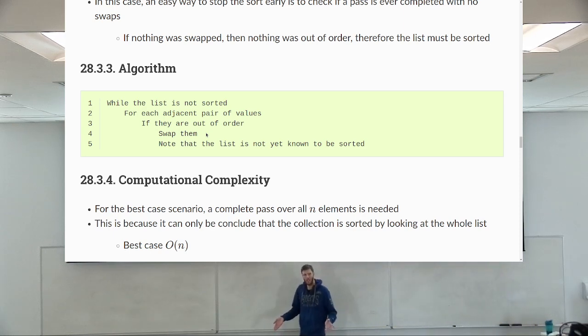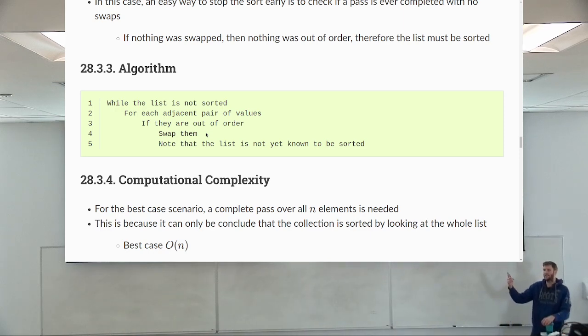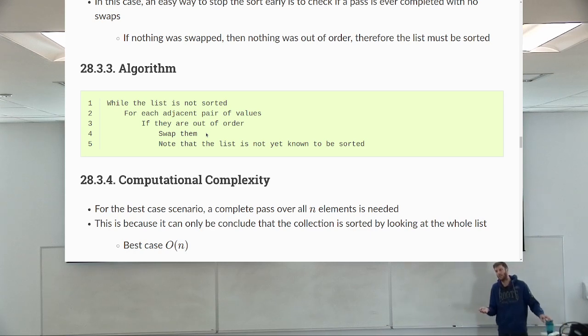And remember, when we're talking about computational complexity, it's not the absolute work. It's how much the work scales relative to the input size. If I double the input size, the amount of work I need to do doubles. So to do one pass, it's linear time. And how many passes do I need to do to guarantee it's sorted in the worst case scenario?